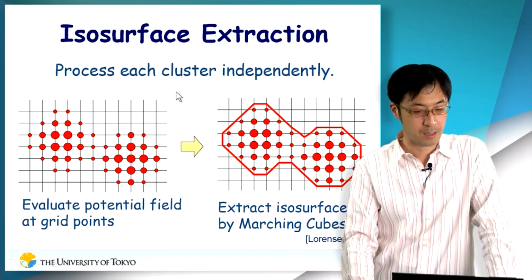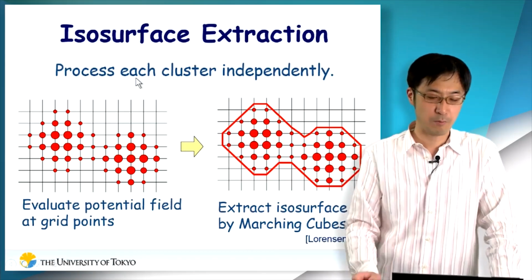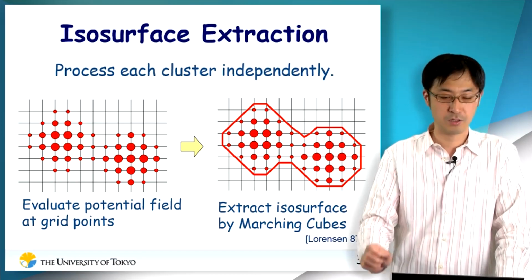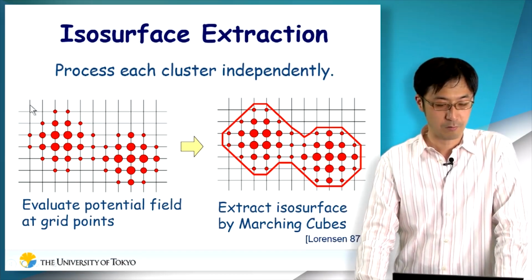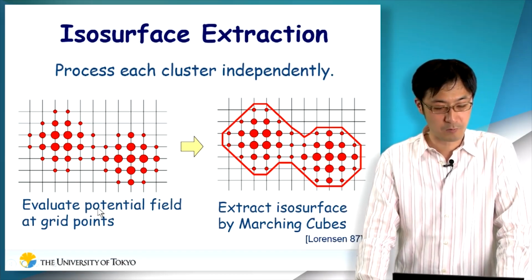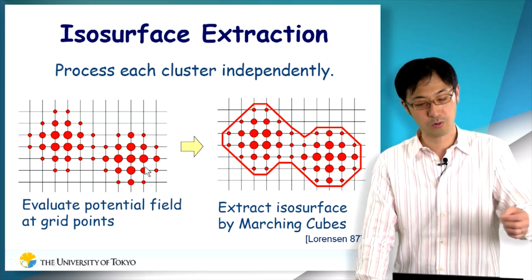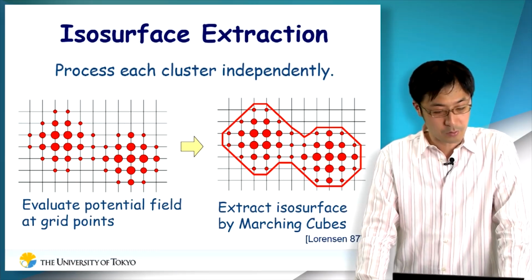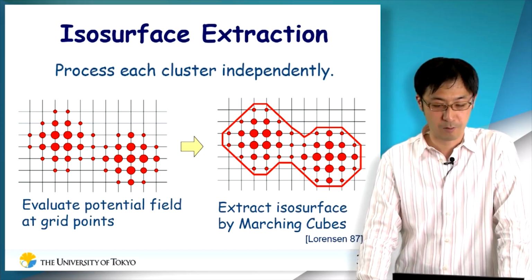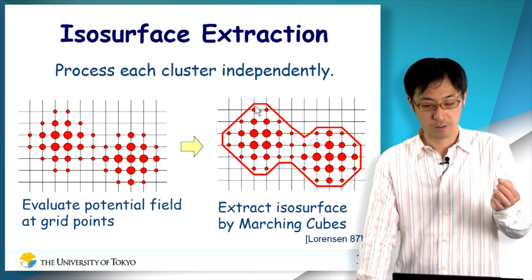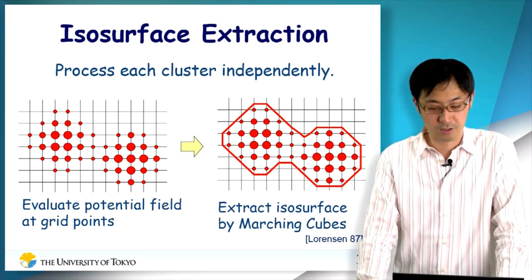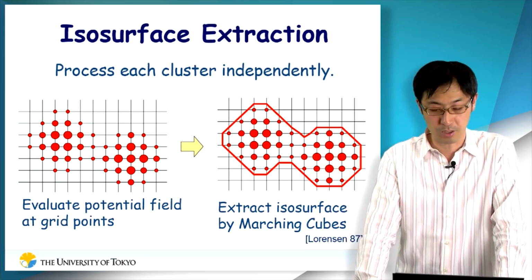However, it's very time-consuming to process individual pixels. So we compute potential field values at grid cells like this, and after computing the potential field at the grid cells, then we extract the isosurface by a technique called Marching Cubes.